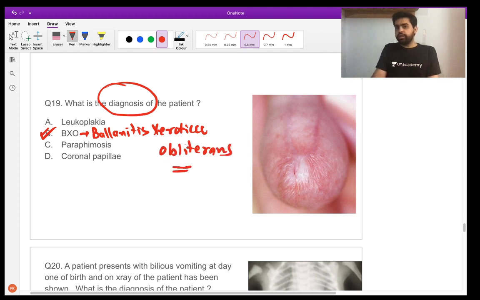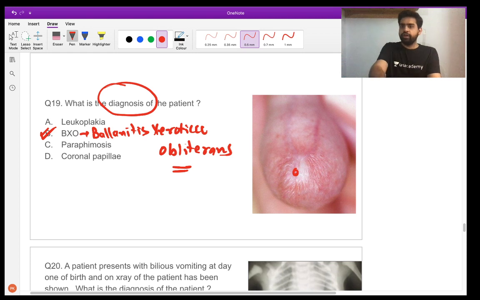So this is the image of that. What is balanitis xerotica obliterans? It is a predisposing factor for phimosis. It is not a predisposing factor for paraphimosis. You can see here there is a pinpoint urethral opening. It cannot go back. So this is basically a phimosis, not a paraphimosis.